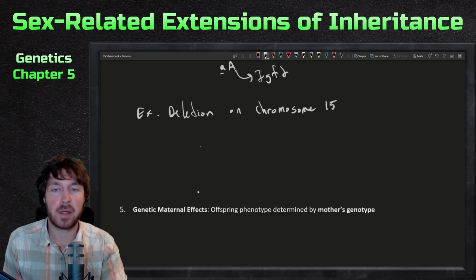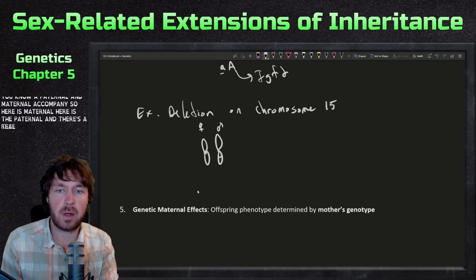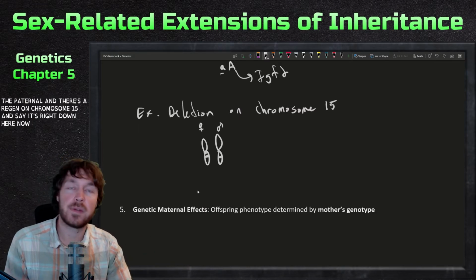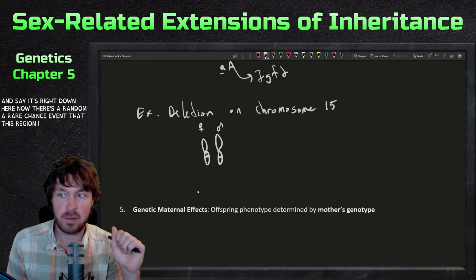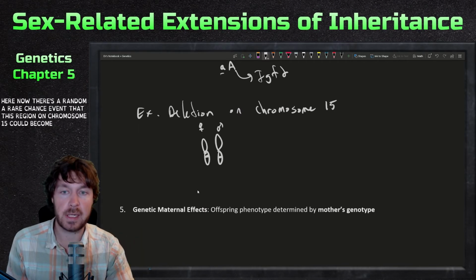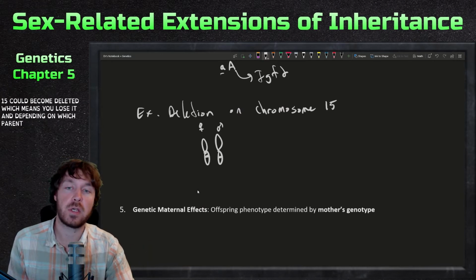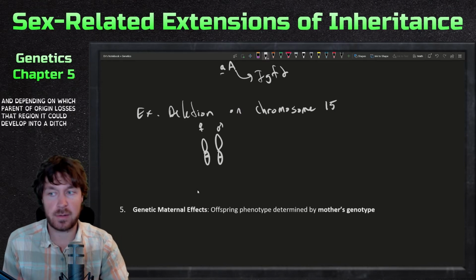The other example here is a deletion that occurs on chromosome 15. So this one's interesting. So let's say we have chromosome 15 here, and a paternal and maternal copy. So here's the maternal, here's the paternal, and there's a region on chromosome 15. Let's say it's right down here. Now, there's a rare chance event that this region on chromosome 15 could become deleted, which means you lose it. And depending on which parent of origin loses that region, it could develop into a different disorder.